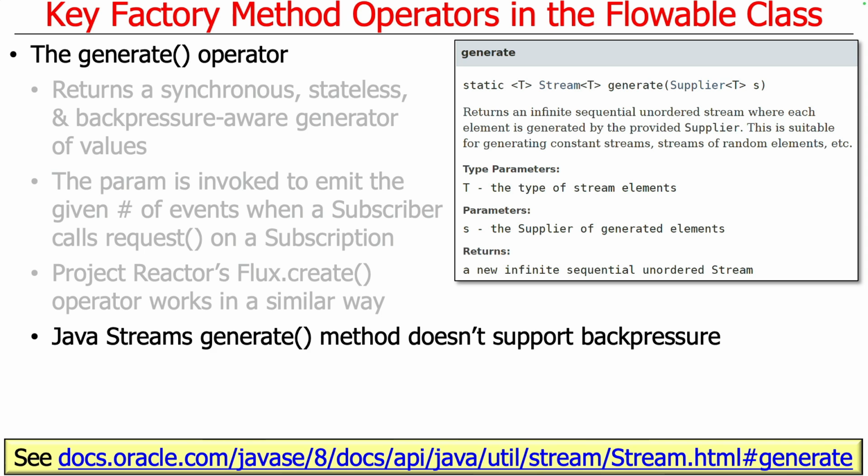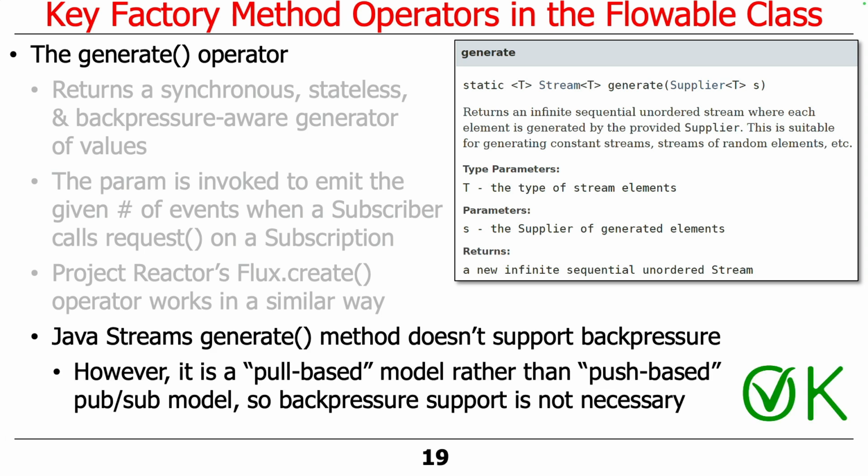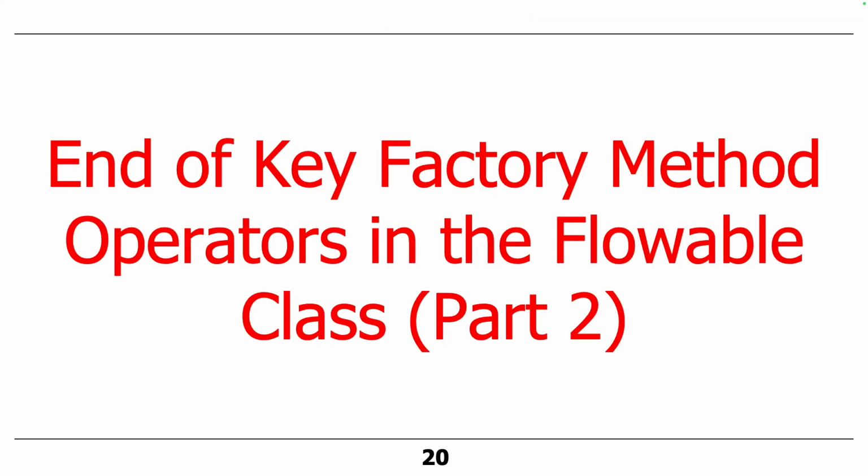Java Streams has a generate method that doesn't support back pressure because everything is pull-based again, not push-based. Okay, so that's the last factory method operator we're going to talk about in the Flowable class. We don't really have time to walk through the example right now. On Monday, we'll finish off this stuff, and then we will do a couple more things to wrap up the main part of the class.